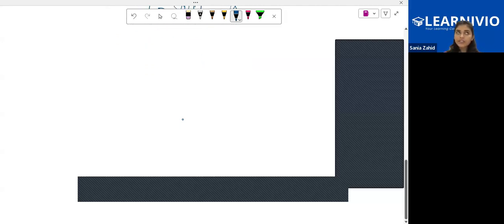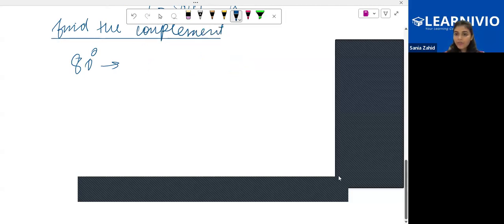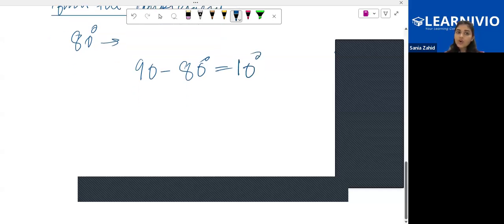Now one of the angles is given. I say one of the angles is 80 degrees. Find its complement. How will you find the complement? By subtracting. 80 minus 90? Are you sure? Find the complement. Yes, ma'am. 90 minus 80. Very good. Yeah, good. Because you have to tell me that adding which angle to 80 degrees will give you 90 degrees. So you basically subtract 90 minus 80, you will get 10 degrees. So 10 degrees is the complement of 80 degrees.